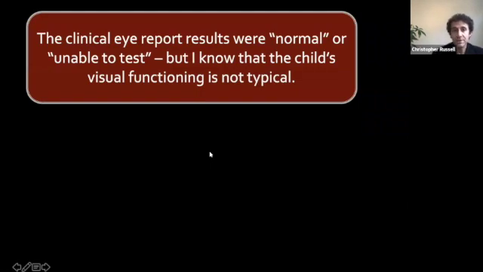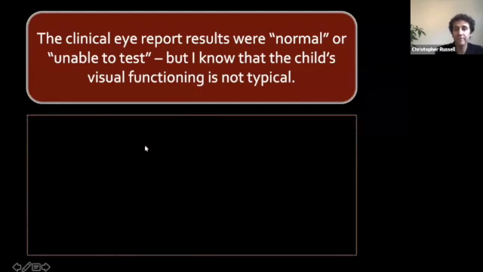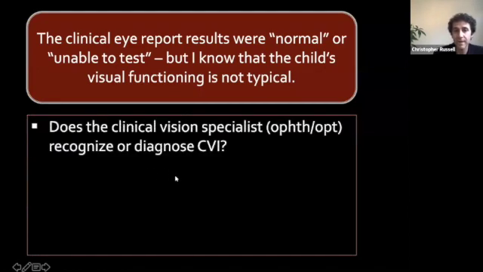So frequently asked questions, these are probably the most frequently asked questions that I get about CVI from families as well as from professionals. The clinical eye report results were normal or unable to test, but I know that the child's visual functioning is not typical. First thing I want to say is if you ever see unable to test on a vision report, that is a nonsensical term. No child is unable to test. Unable to test just means I don't know how to test this child. Go find somebody who does. So you should never accept unable to test as an answer.